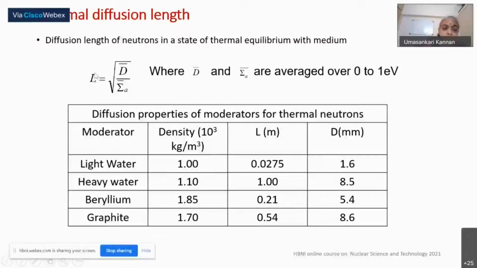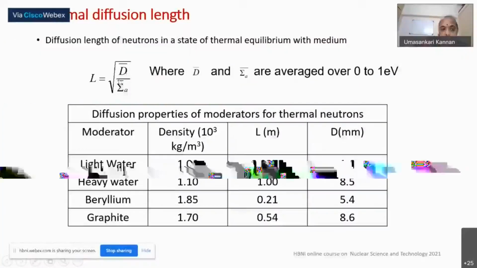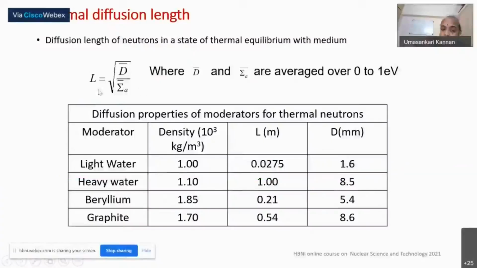So in simple terms, we can understand L to be dependent on the material properties, which is the diffusion coefficient. Again, this diffusion coefficient is of the order of centimeter, and sigma A is of the order of centimeter inverse. So this L will also have units of length. Now I have also tried to give you some diffusion properties of moderators for thermal neutrons, so that you will have a better understanding of what we are talking about.